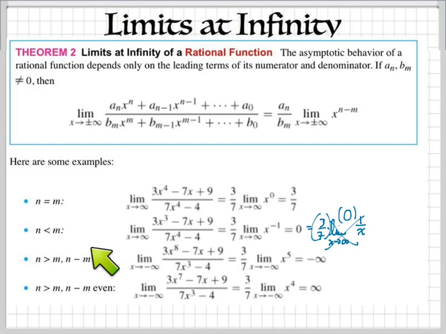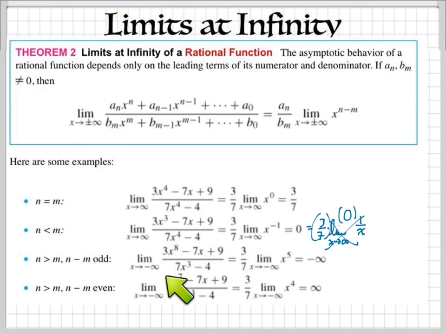These next guys down here are a little different. Both of these have n greater than m. The difference between the two is this one's odd and this one's even. Now, you wouldn't have to split this up if both of these are approaching positive infinity, because if they're both approaching positive infinity, it doesn't matter if it's odd or even, they would just both approach positive infinity, which is what we saw on the other slide.